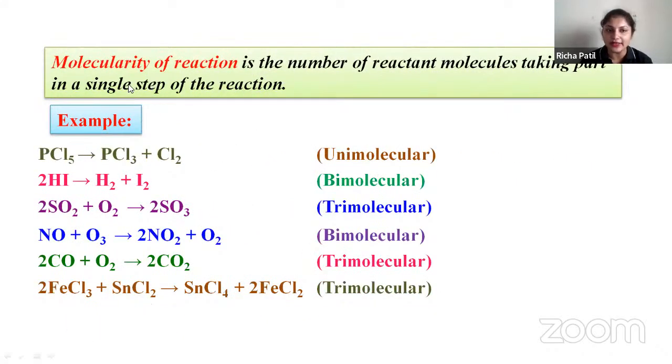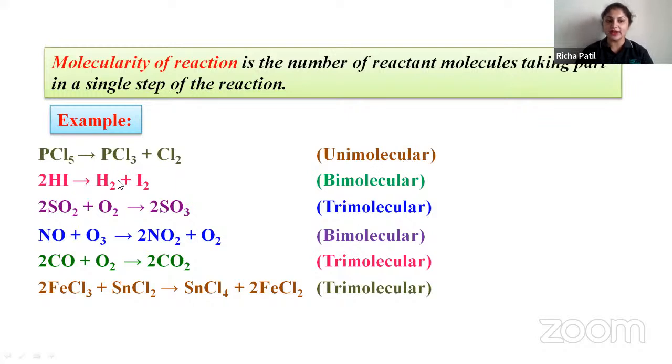What is molecularity? What do you mean by molecularity? Molecularity of a reaction is the number of reactant molecules taking part in a single step of the reaction. For example, you can see here PCl5, phosphorus pentachloride, giving you phosphorus trichloride plus Cl2. It is unimolecular. The molecularity is nothing but the number of reactants participating, taking part in a single step of the reaction. So this is a unimolecular reaction.